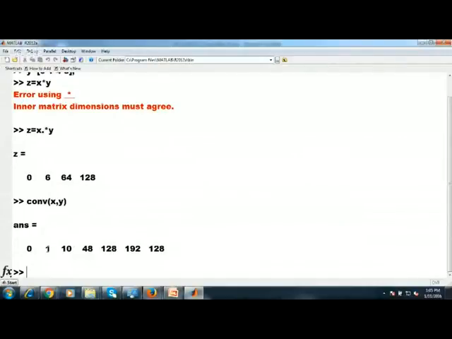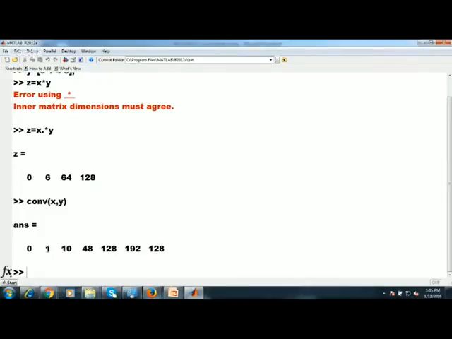So now how will you write the polynomial? S raised to 5 plus 10 s raised to 4 plus 48 s cube plus 128 s square plus 192 s plus 128. So that you have to do. Matlab will not do it for you. Okay? Matlab will not do it for you. That you have to do.